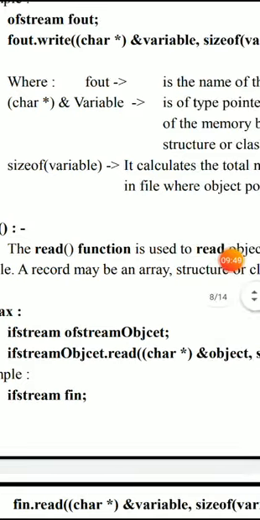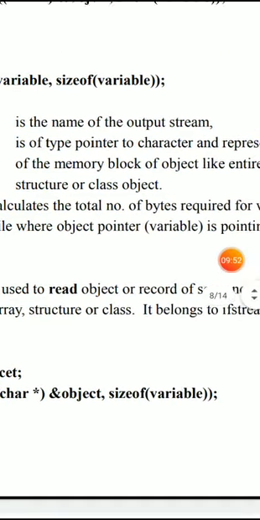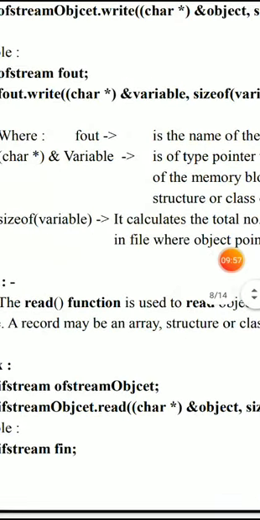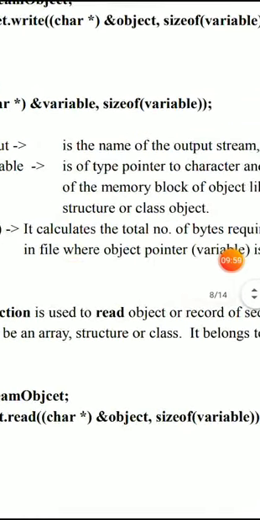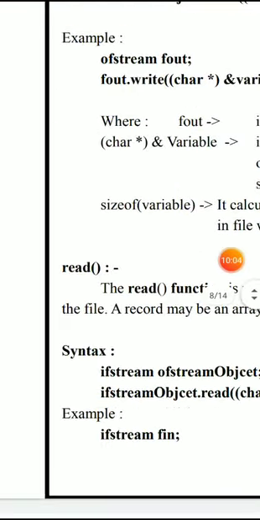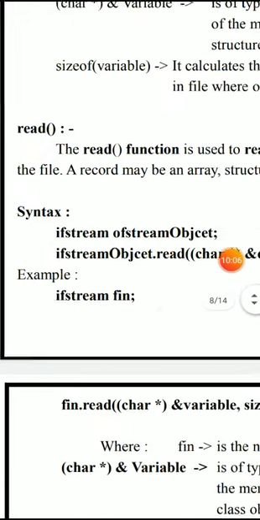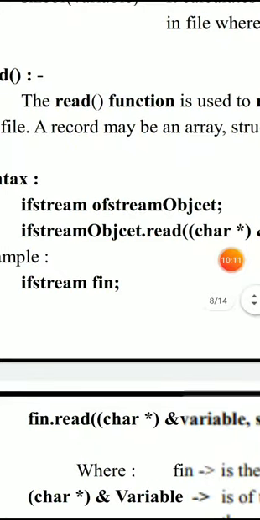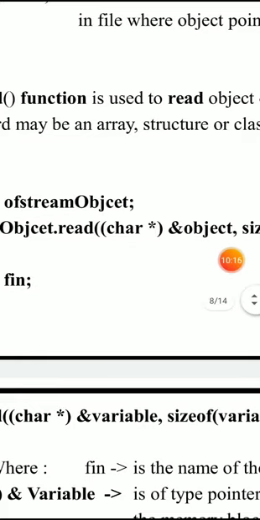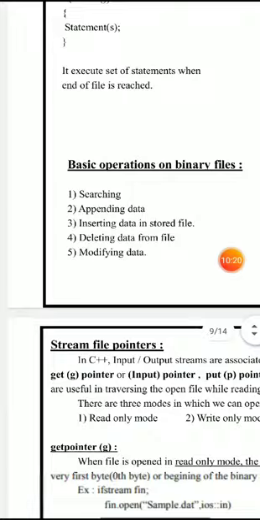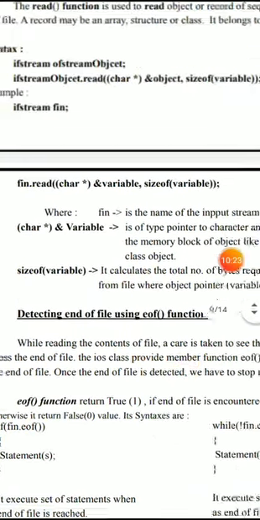The read function is used to read object or record contents from the input file. The record may be an array, a structure, or a class. And this function belongs to the ifstream class. Its syntax is ifstream object dot read. Again the syntax is the same: char star and object, comma, sizeof a variable.